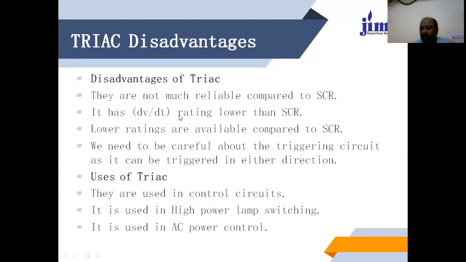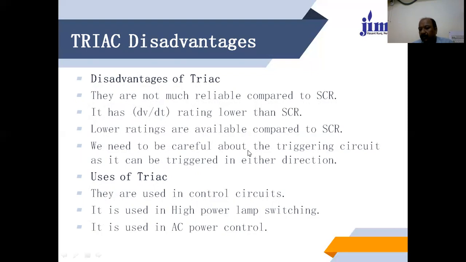It has a dV by dt rating lower than the SCR. dV by dt means change in voltage with respect to time. It will be lower than the SCR. Lower ratings are available compared to the SCR because it operates in both the positive half and the negative half. So the rating as compared to the SCR is really low.